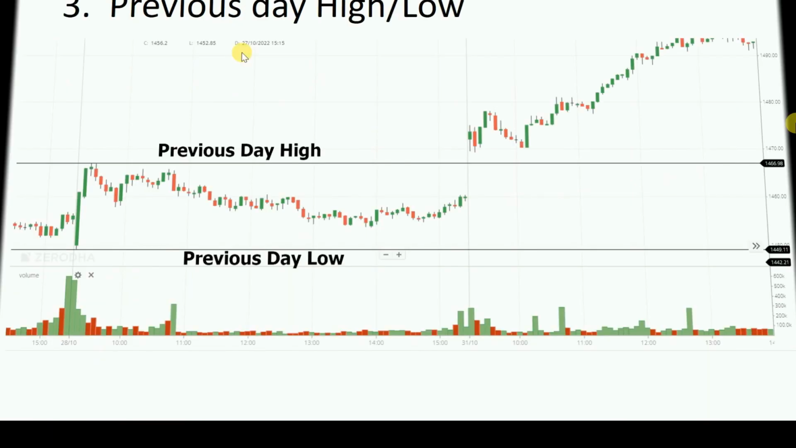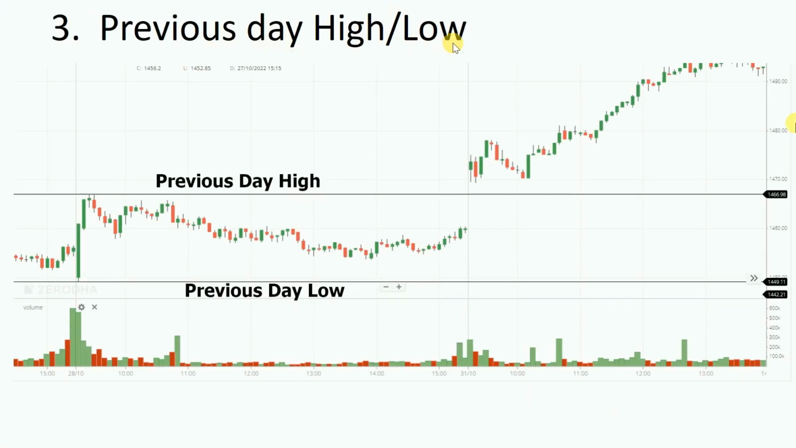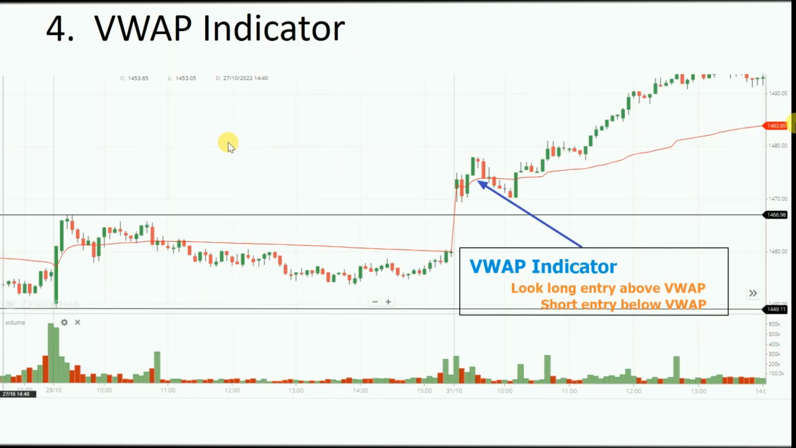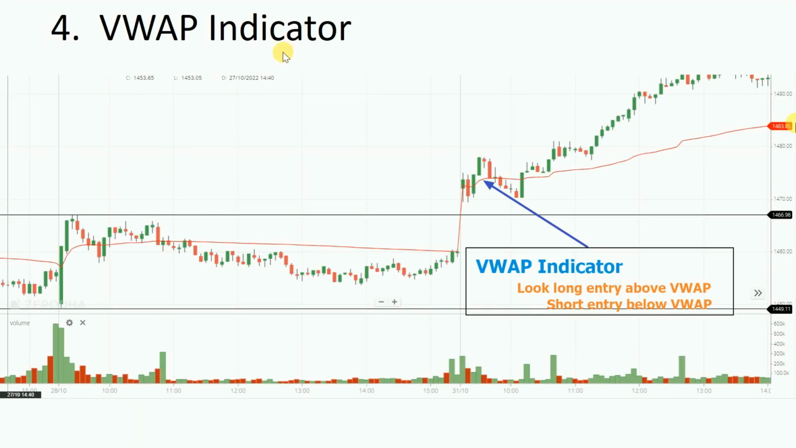The third point is the previous day high and low. It is nothing but marking the high of the previous day and the low of the previous day. This is called the previous day range. And the fourth point is the VWAP indicator. You need to add the VWAP indicator, and we will use this indicator to get a signal in our entry candle. Whenever price is above VWAP, we will try to go long, and when it is below, we will try to go short.